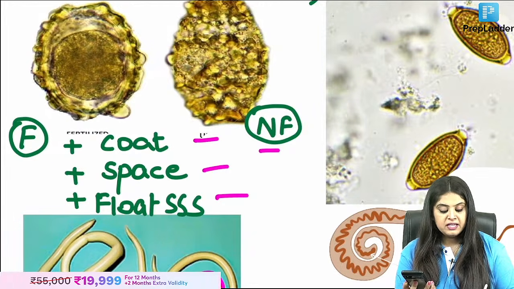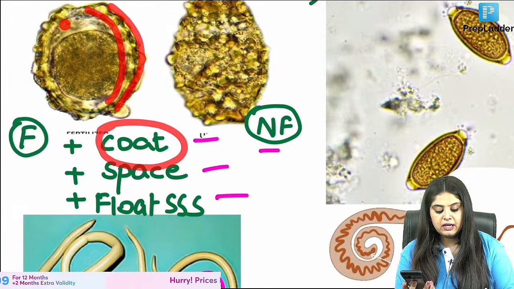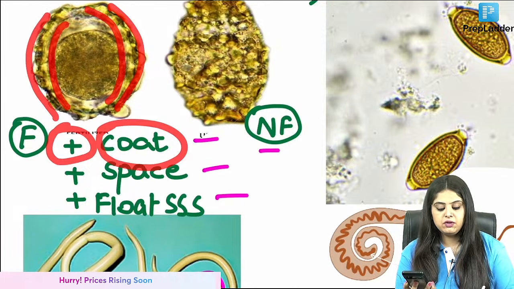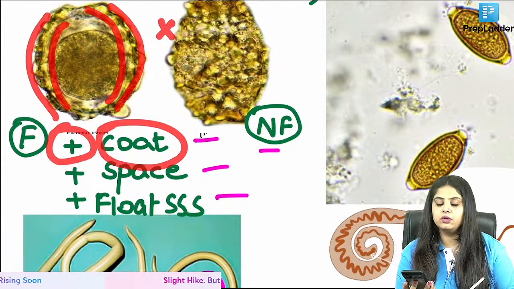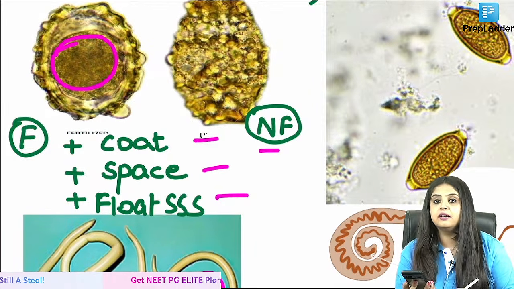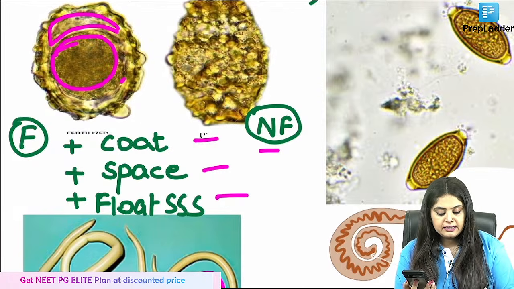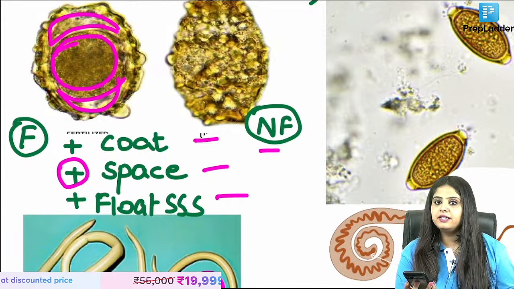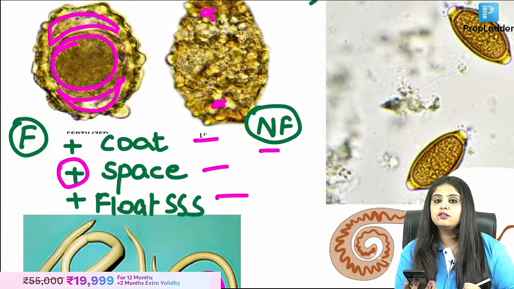So for example, if you ask which of them has a coat on the outside, fertilized will say I have a coat, non-fertilized will say I will not have a coat. Next, which of them has a space? Look carefully, here is the egg in the middle. There is a space here, there is a space here. Fertilized has a space, non-fertilized does not have a space.